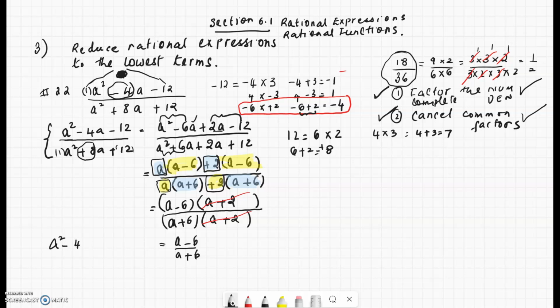So what looked so complicated? a squared minus 4a minus 12 over a squared plus 8a plus 12 simplifies to the lowest terms, which is a minus 6 over a plus 6.